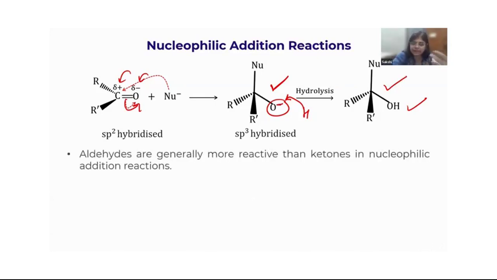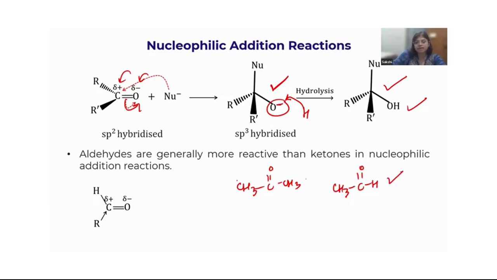Aldehydes are more reactive than ketones in nucleophilic addition reactions. Why? Because of the alkyl groups. Let us consider an aldehyde and a ketone. For example, this is a ketone, and this is an aldehyde. It is said that the aldehyde is more reactive than the ketone because the alkyl groups try to increase the electron density on the carbon atom. If they increase the electron density, the carbon will become negatively charged, and the nucleophile would not like to come to a negatively charged carbon atom. So the speed or reactivity of the nucleophilic addition reaction will become slow because of the increased electron density on the carbon atom.